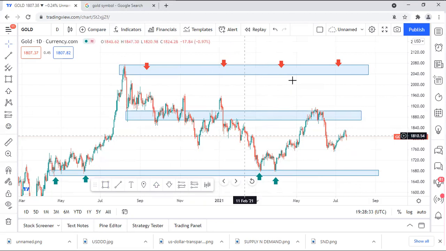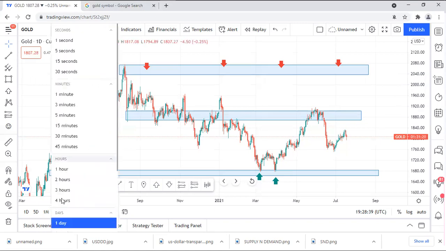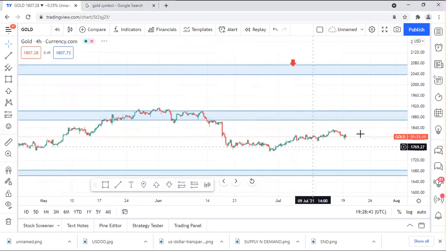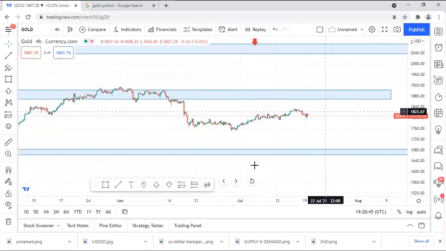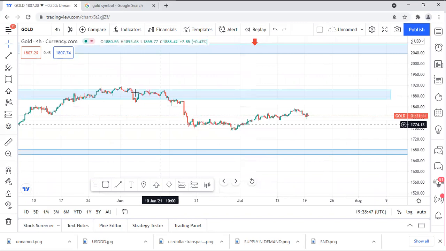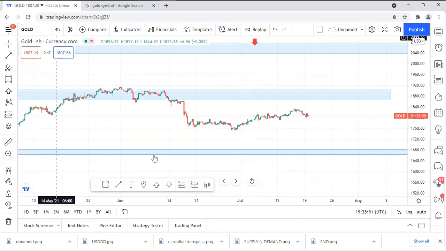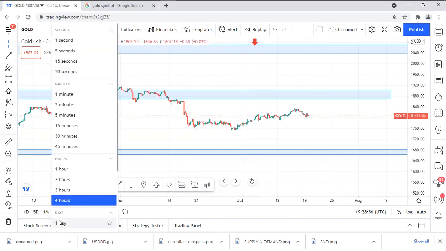So besides this, after plotting your supply and demand zones, you can go back now to a lower time frame and look for your entries and where to enter. But now I don't think I'll be able to cover entries in this video. I just want to cover the ways of how to plot and identify your zones. So let me go back to a daily chart.